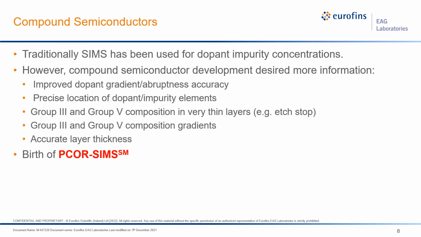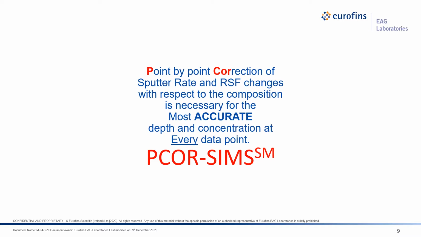And all of these requirements that came to us from our epitaxial engineer partners or customers led to the new method we call PCOR-SIMS. And PCOR stands for point-by-point correction of sputter rate and the RSF changes that we talked about two slides before in the formulation. So instead of having a constant number for relative sensitivity factor or sputter rate, we have varying values that give us the most accurate depth and concentration at every data point, and we call that PCOR-SIMS.